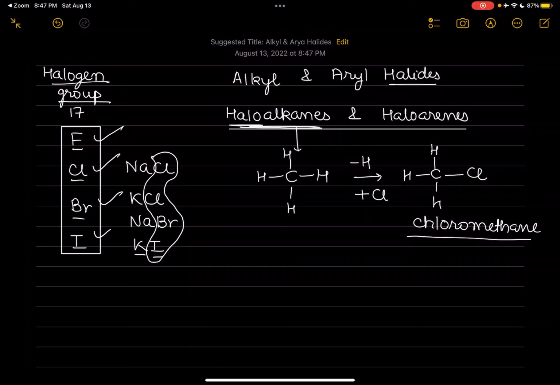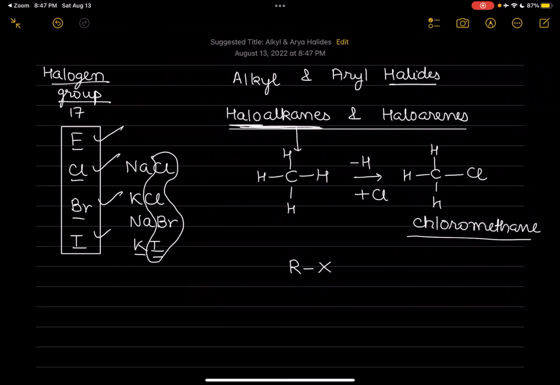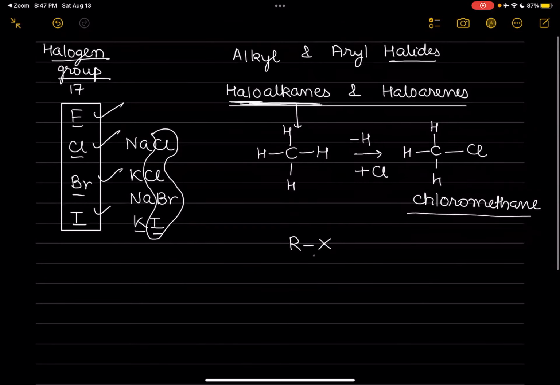So what is the general way of representing haloalkanes? The general way is to write them as R-X. Alkane doesn't necessarily mean there will be only one carbon. There can be two carbons, there can be three carbon groups. So in general we say R, which means any alkyl group, and X is the halogen. It can be fluoride, chloride, bromide, or iodide, which we have seen over here.